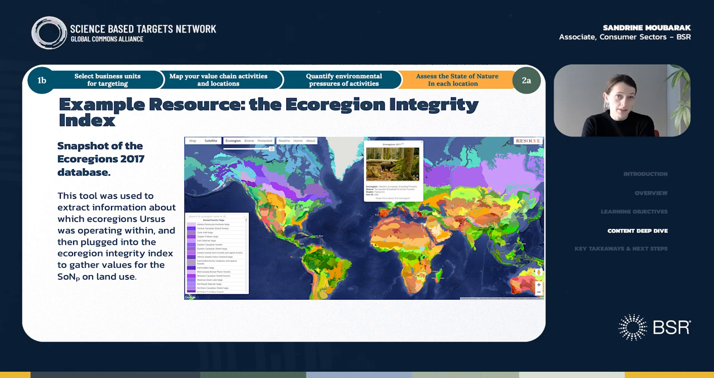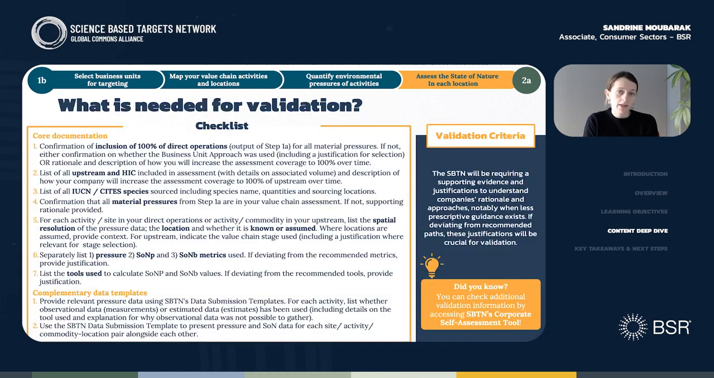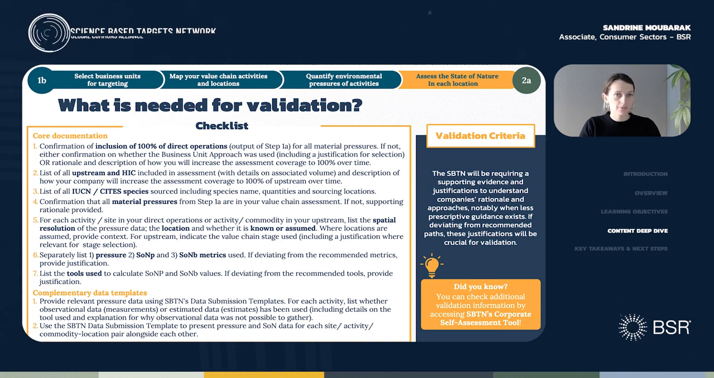Once all these tasks have been performed, companies should use the SBTN self-assessment tool and validation submission form to confirm the alignment with the methods and validation criteria. This slide covers a list of items that the validation team is going to be expecting to see.